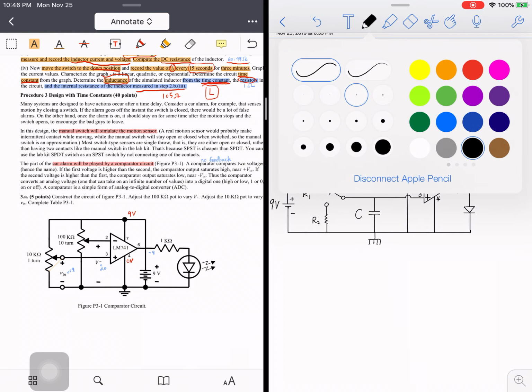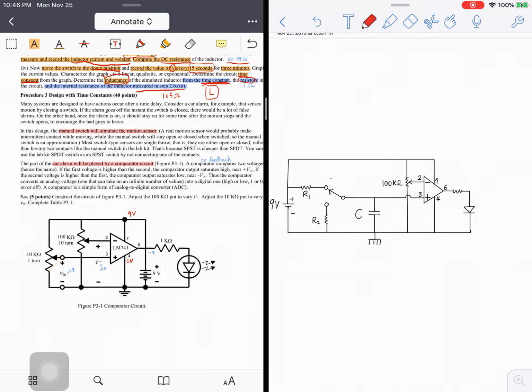So this is the switch. This switch will simulate the motion sensor. And then the car alarm will be played by a comparator circuit. Or in particular, the car alarm will be displayed by the LED.